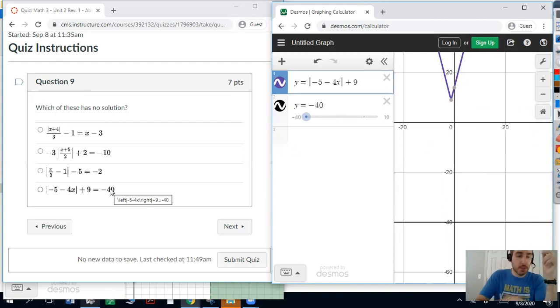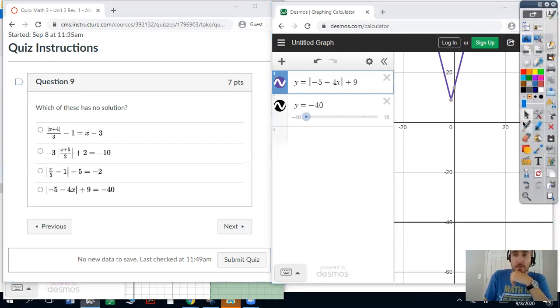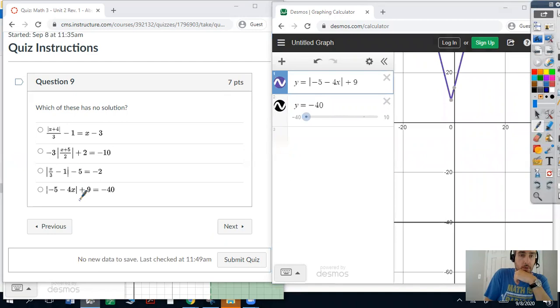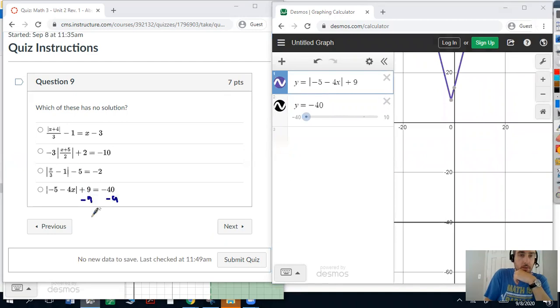Mathematically, it's as simple as if you take away number 9, if you solve and isolate the absolute values, you take away 9 from -40, you're going to get the absolute value of 5 minus 4x is equal to a -49. Well, that's impossible because anytime you have an absolute value of anything, it's supposed to be a positive. So that's not going to work. And that's why they don't cross on the graph.